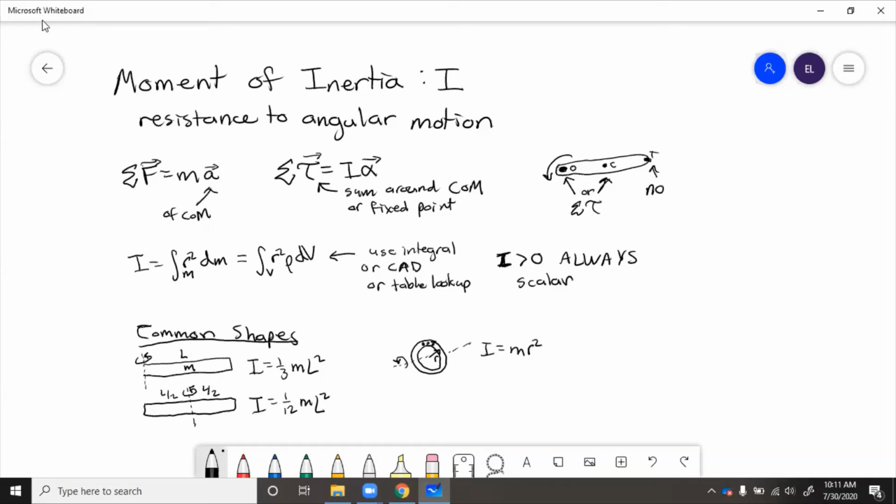So similarly, for just a particle of mass m, distance, say d away from the axis, then I equals m d squared.